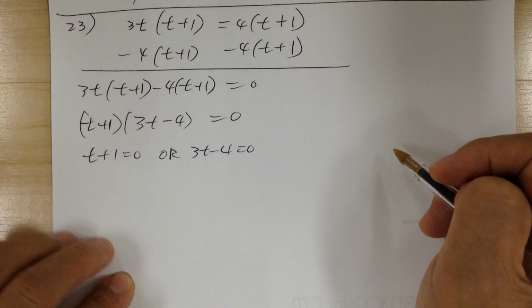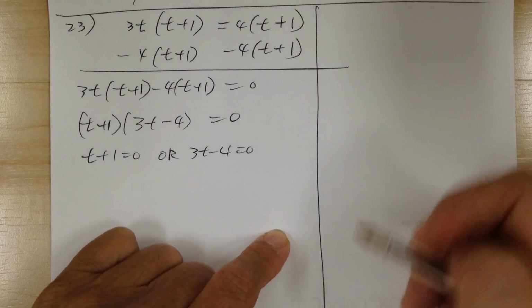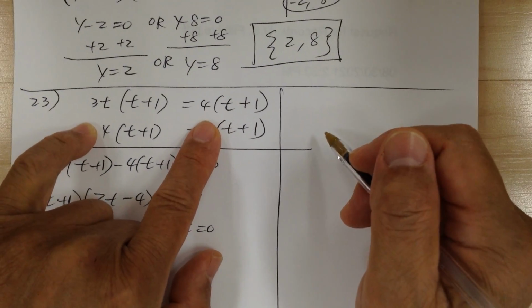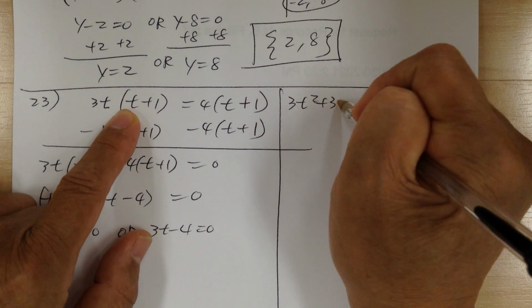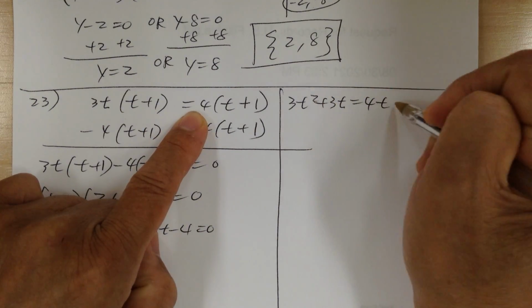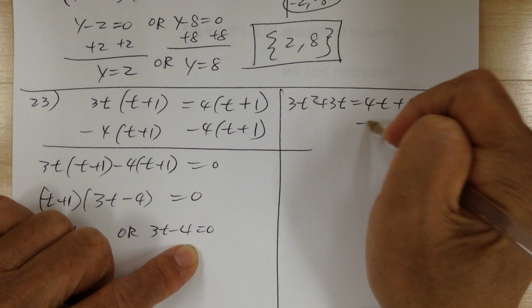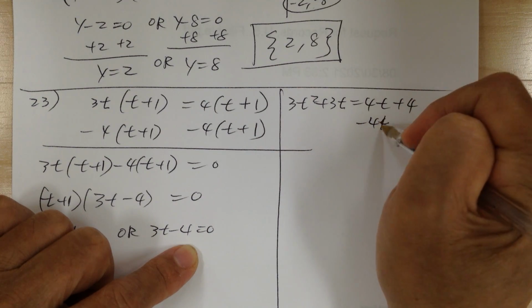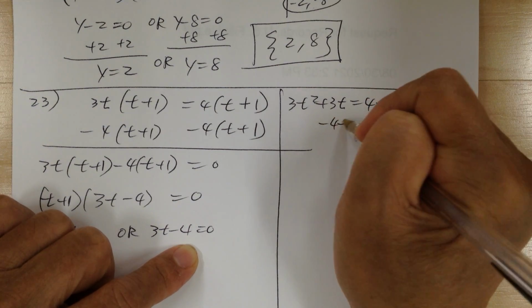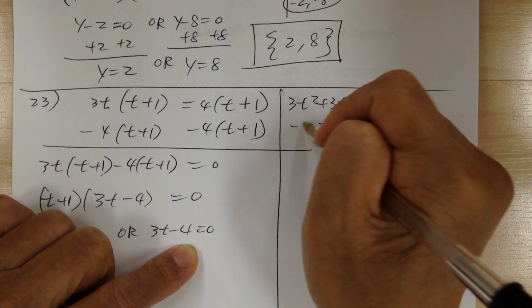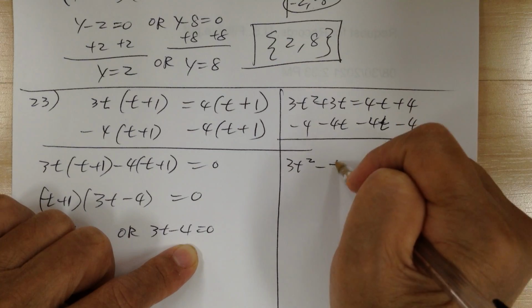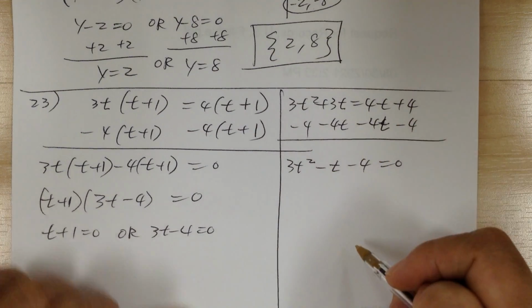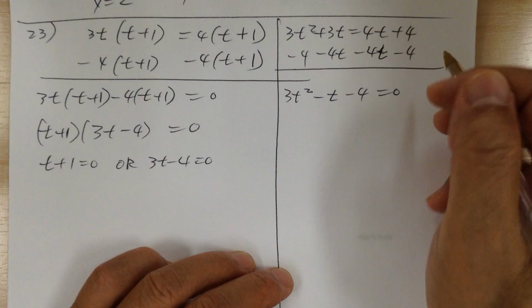Now the long way to do it is you multiply everything out. So you're going to get 3t squared plus 3t equal to 4t plus 4, and then you minus 4t and minus 4 on each side. So you're going to get 3t squared minus t minus 4 equal to 0. And then you do the factoring.